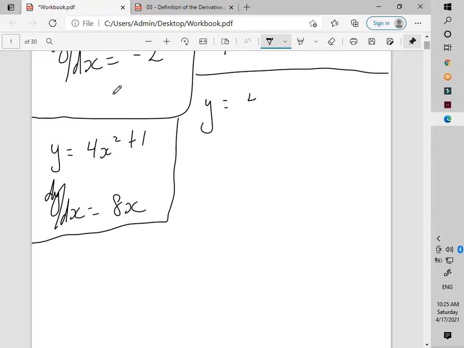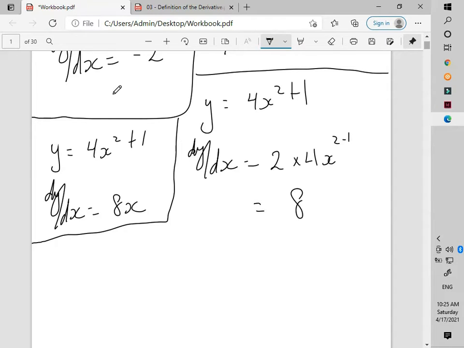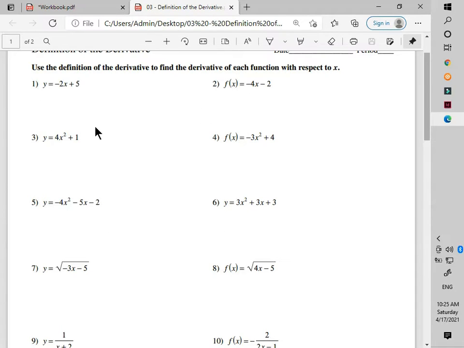So y is equal to 4x squared plus 1. dy upon dx: the power comes in front, times 4, x, 2 take 1. The derivative of a constant is 0, so 2 times 4 is 8, and 2 take 1 is 1, so 8x. Alright, so that's your comfort area, but I'm going to start working back the questions now at full speed.